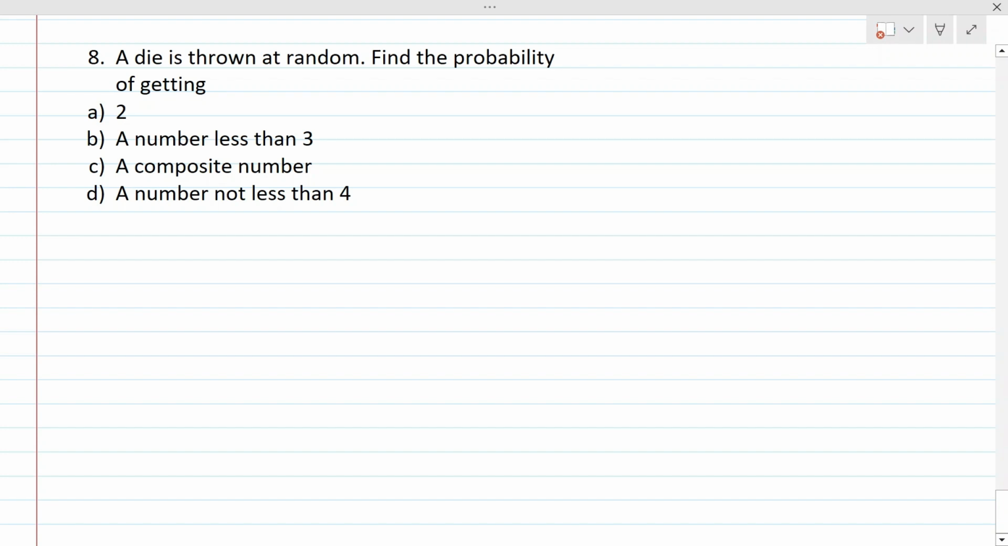Eighth problem: a die is thrown at random. Find the probability of getting 2, a number less than 3, a composite number and a number not less than 4. So the first thing we have to do is find the number of possible outcomes. When we throw one die, the number of possible outcomes is 6. What are the possible outcomes? 1, 2, 3, 4, 5 and 6. We have only these possibilities. So the number of possible outcomes is 6.